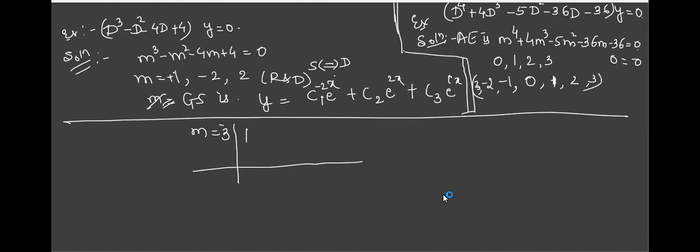What is the coefficient of the next? M cube. M cube coefficient is 4. Write it next. Next, m square coefficient is minus 5. Coefficient of m, minus 36. And the constant one, minus 36. See how many I am writing? 1, 2, 3, 4, 5.